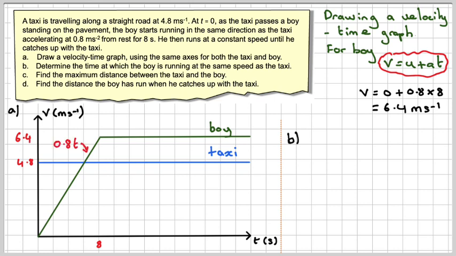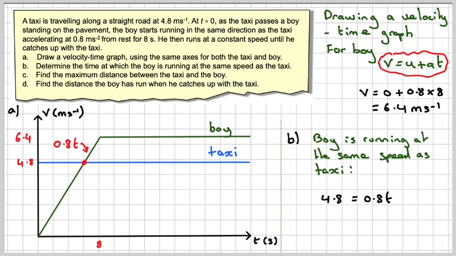Okay, so part B, we want to find where the boy and the taxi are at the same speed, which will be this point here. So the boy is running at the same speed as the taxi when 4.8 equals, now this line here has an equation, we can get that from suvat, it is 0.8 times t. And we just solve that equation and it'll give me that t is equal to 6 seconds.